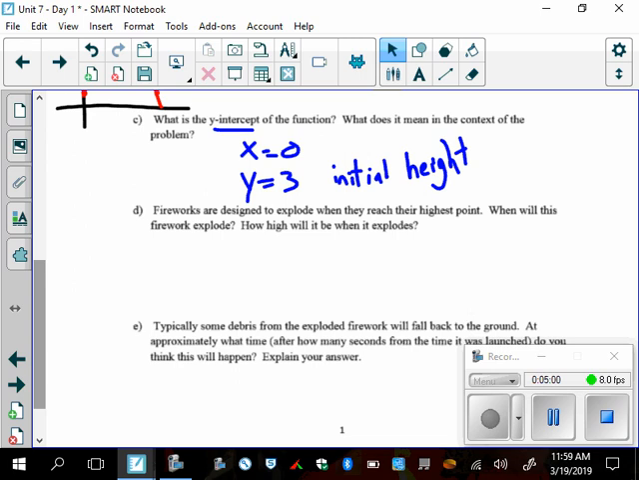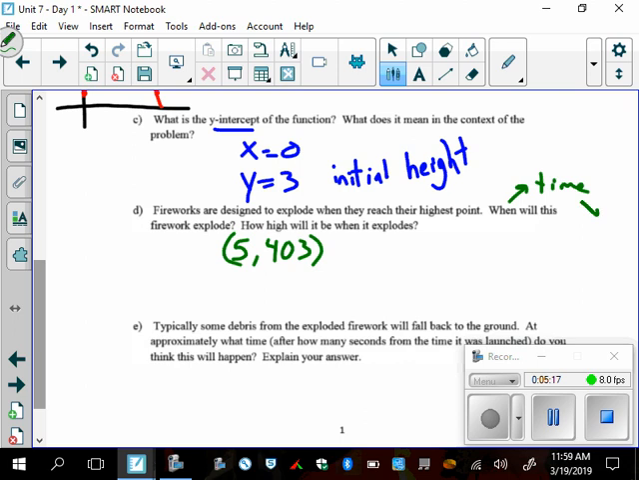This says fireworks tend to explode when they reach their highest point. When will the firework explode? So the highest point was (5, 403). So one thing they might ask us is, when does it happen? That's usually a time, and that usually implies an X value. So it'll explode after 5 seconds.